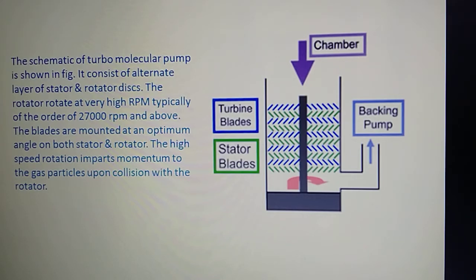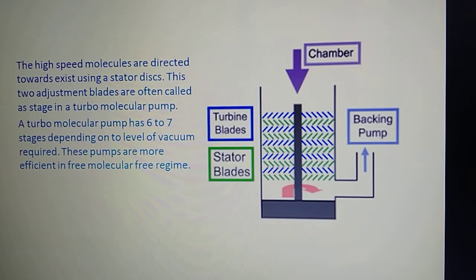As soon as these blades start rotating, the gas molecules will bombard on the blade, and because of this collision the momentum will be given to the gas molecules. The high speed molecules are directed towards the exit using the stator disc, right? These two adjacent blades are often called as stage in a turbomolecular pump. These are called as a stage.